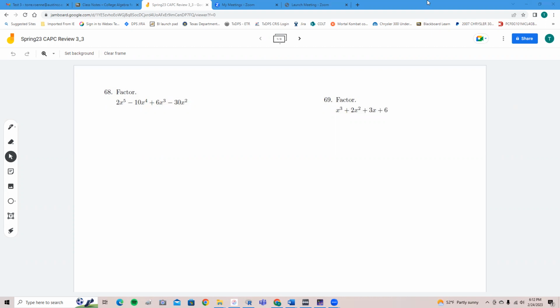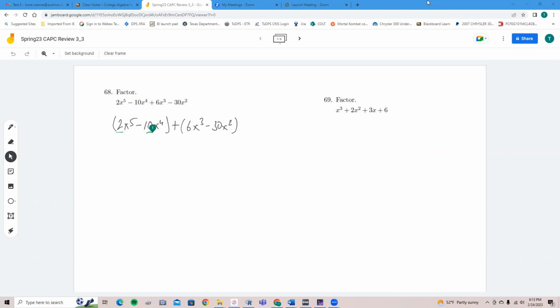But based on the number of terms for this one, our option is pretty much limited to just factoring by grouping, right? So I'm going to group the first two terms together, the second two terms together, and go from there. So 2x to the fifth minus 10x to the fourth plus 6x cubed minus 30x squared. Now let's look for what they have in common.